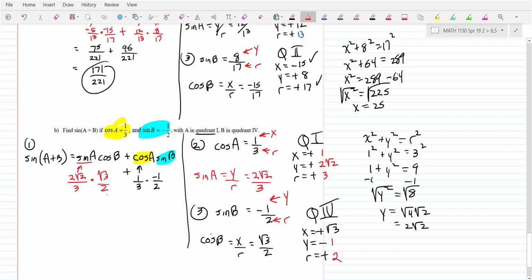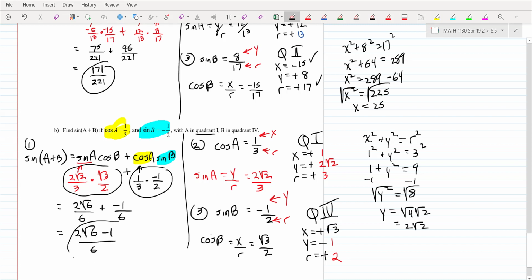So now finally I've got everything I need, and I can put everything together. So what I would get is, multiply this straight across. I wouldn't cancel out the 2's because I need a common denominator anyway. So this would be 2 root 6 over 6. Then the second one would be -1 over 6. So then just write the answer as 2 root 6 minus 1 over 6.